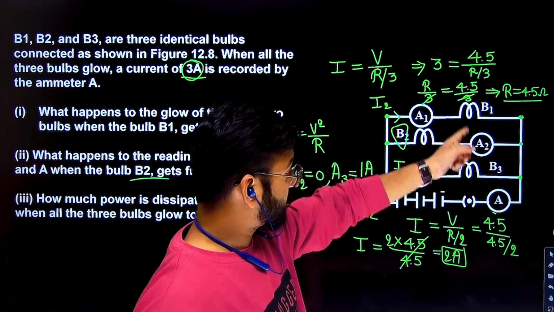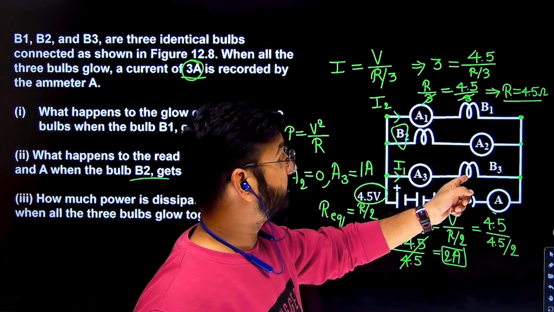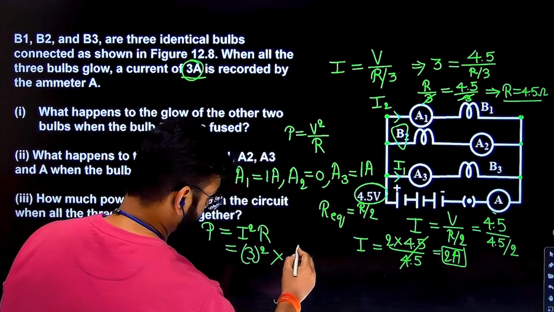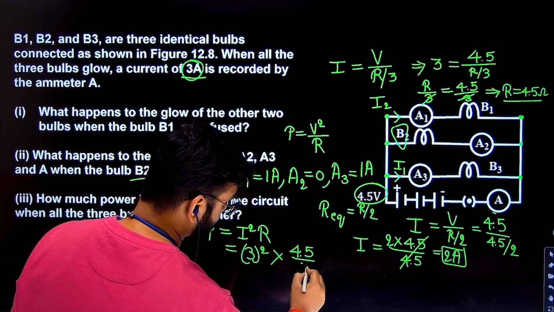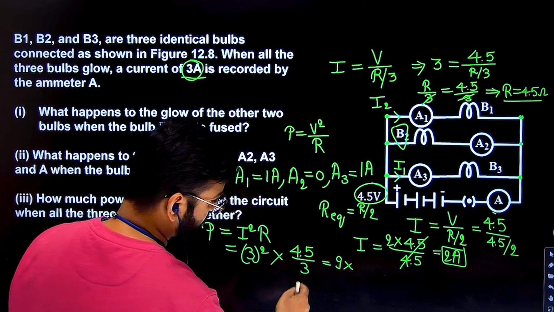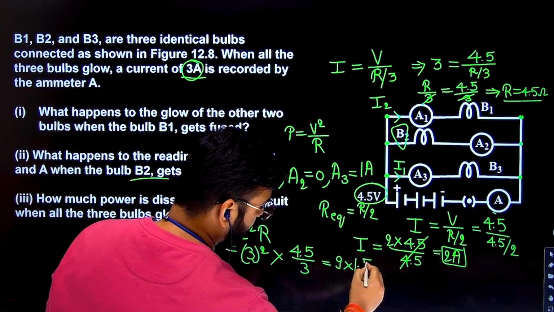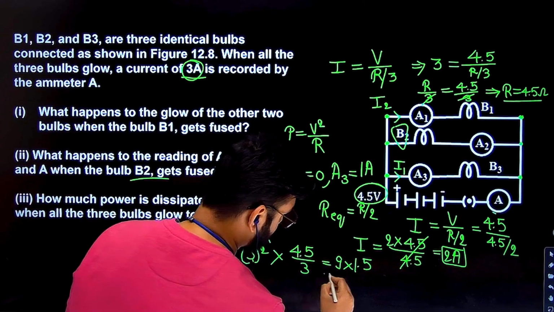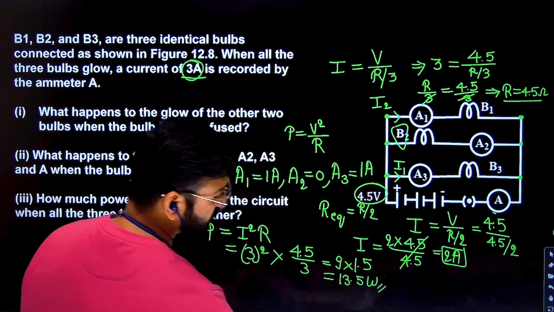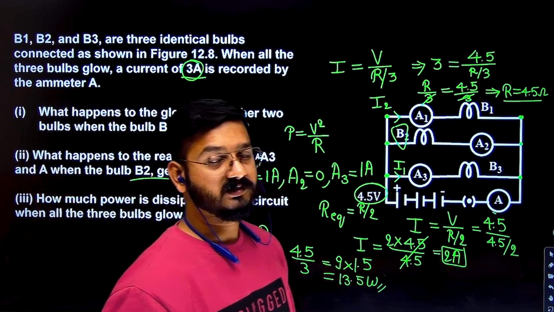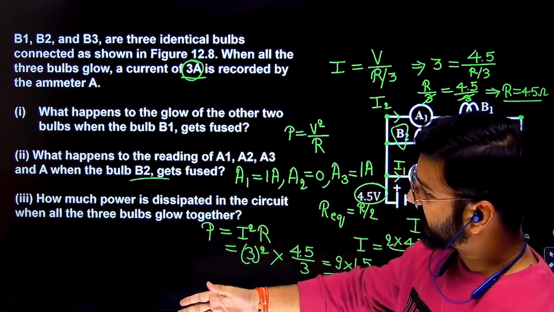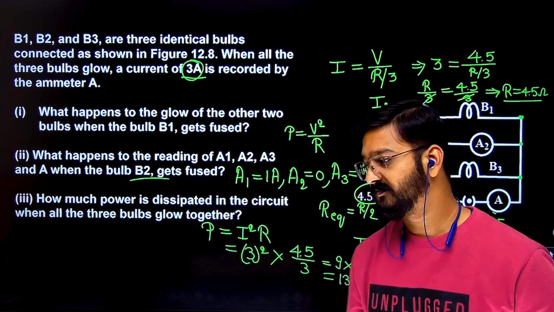Why R by 3? Because all three are identical and connected in parallel. R by 3 means 4.5 by 3. So 4.5 by 3, this becomes 3 square, 9, and this is 1.5. 15 nines are 135. So what will be the answer? 13.5 watts. So very nice problem. All three parts were discussed. Let's take the next question.